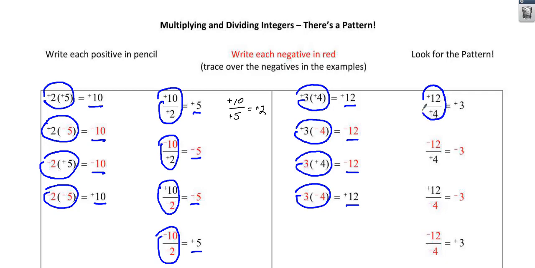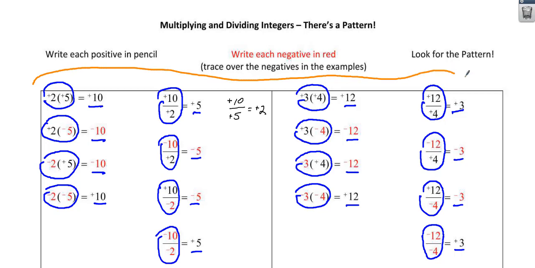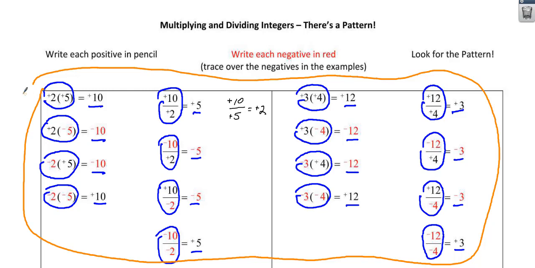All right, one more set for patterns. Look at these two: positive 12 divided by positive 4, positive 3. These two: negative 12 divided by positive 4, negative 3. These two: positive 12 divided by negative 4, negative 3. And finally, those two: negative 12 divided by negative 4, positive 3. So again, pause the video and look at all of these and see if you notice a pattern.